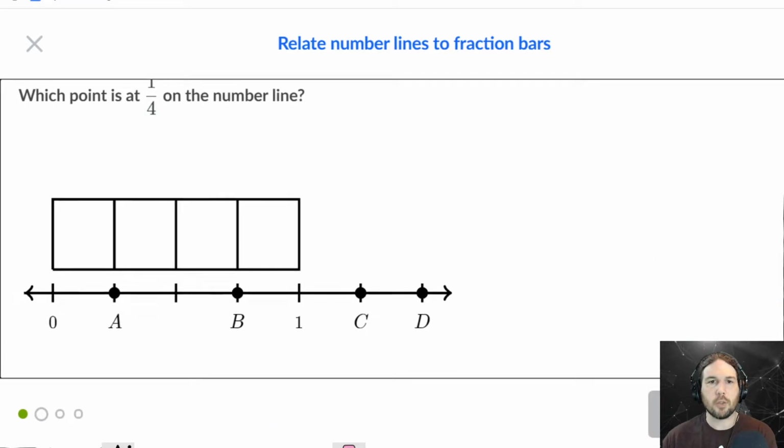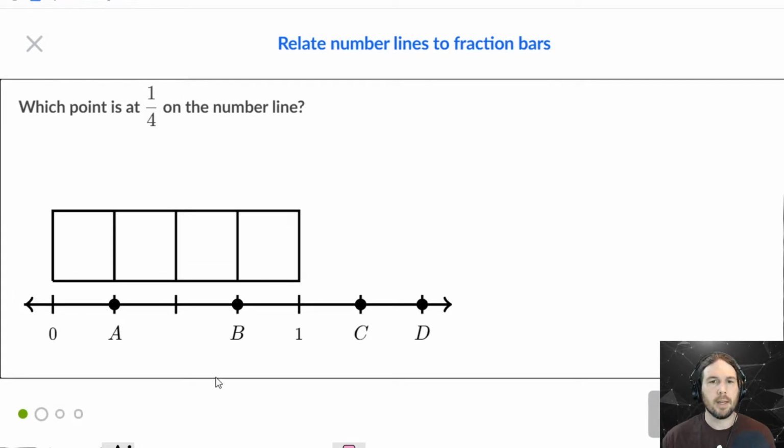So which one of these would be 1/4 on the number line? Well, each of these is 1/4, right? Each of these tick marks is 1/4. So it's going to be A. This would be 2/4. B would be 3/4. This spot here is 4 out of 4, which is the same thing as 1. C would be 5/4, right? We've now moved 5 spaces, and each space is worth 1/4. And then D would be 6/4. So A is the correct answer here.